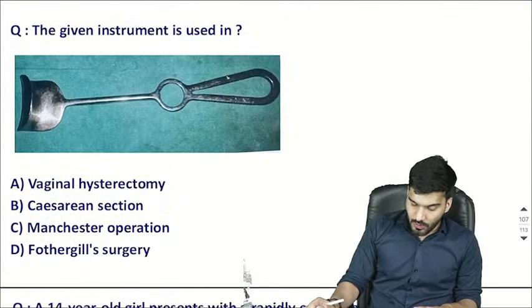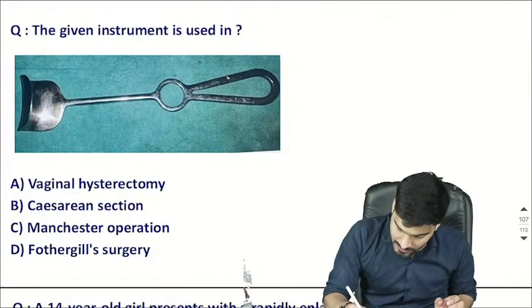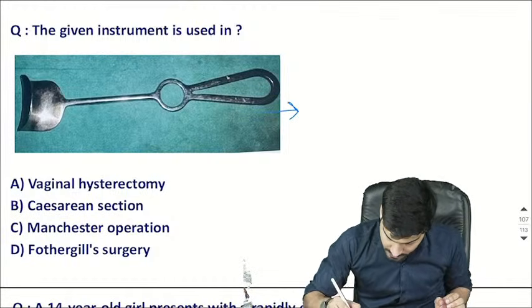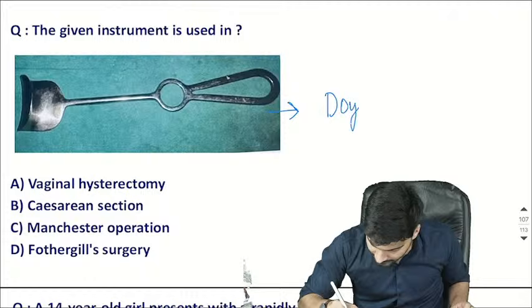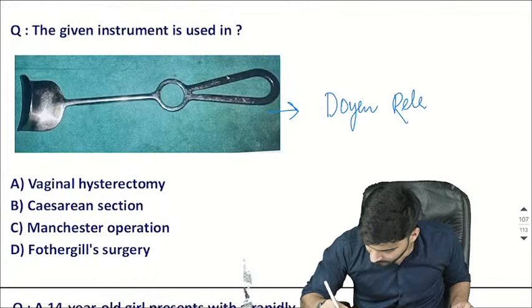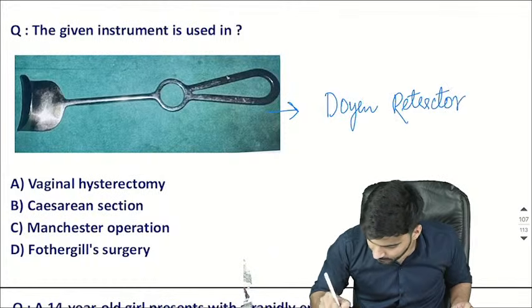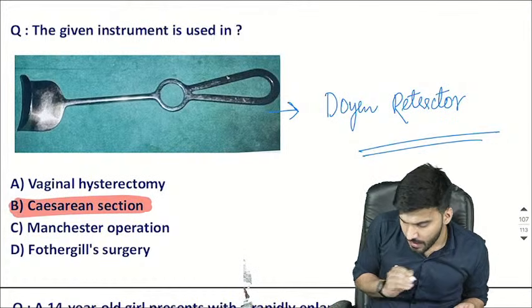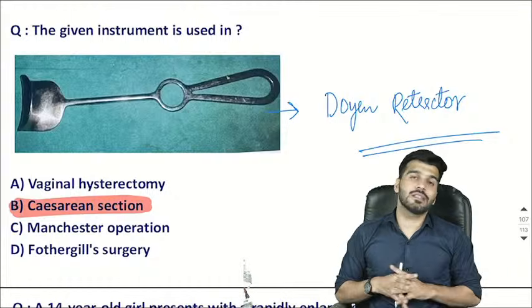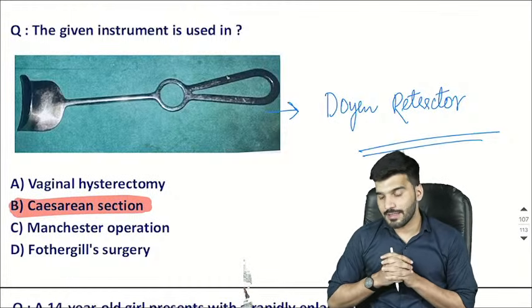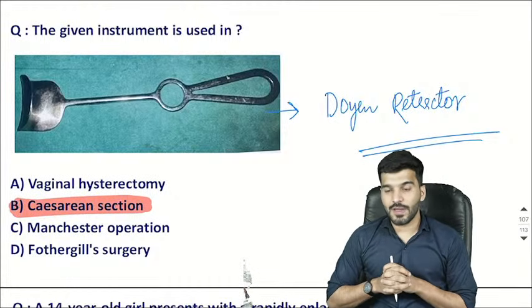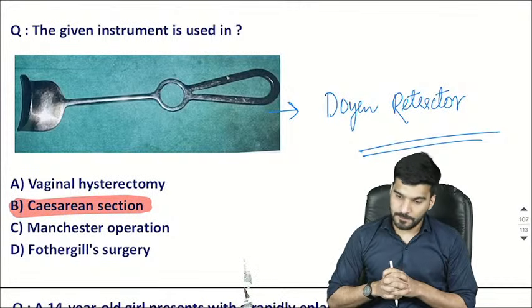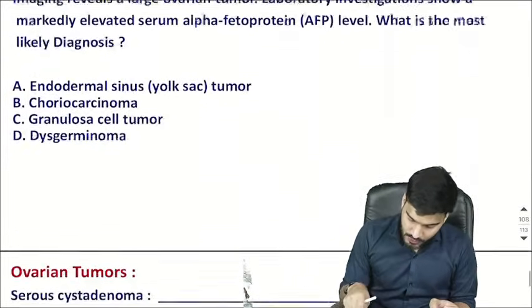Clear? Now next, what is the given instrument in the picture? Sir, it is Doyne's retractor. It is used at the time of what? Cesarean section, so that there is better visualization of the internal organs or the abdominal organs. Okay? So that is going to be a Doyne's retractor. Okay. Now the last question.